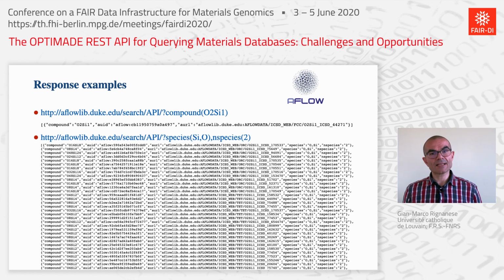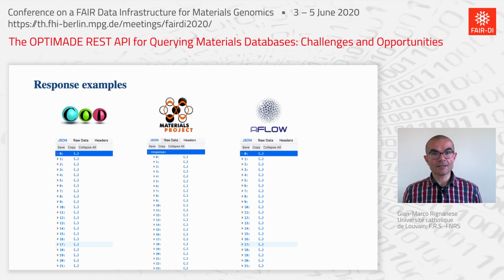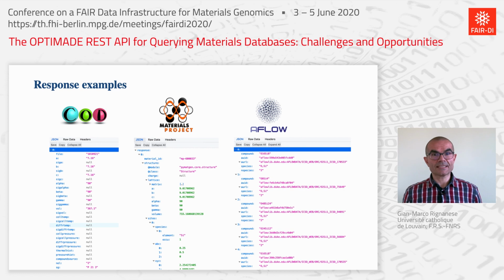The example illustrated in the slide focuses on just AFlow, but similar subtle things happen for each database, and being aware of all tricks is a real challenge. When we look at the JSON response from the different databases, they are clearly not structured in the same way. In the end, however, all responses contain a list of entries corresponding to materials. But each of these entries are again very different from one database to another.